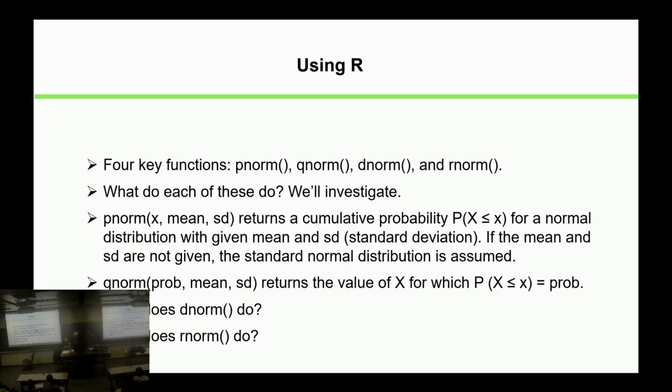Rnorm. Okay. So you'll get these slides. I'll be putting them up, so no need to really write this down. But the idea is just like the binomial distribution. The pnorm returns a cumulative probability. In other words, the probability X is less than or equal to x for some normal distribution with a given mean and standard deviation. And then we've got a bunch of others. Well, we've got qnorm returns the value of x for which the probability X is less than or equal to x equals the probability.